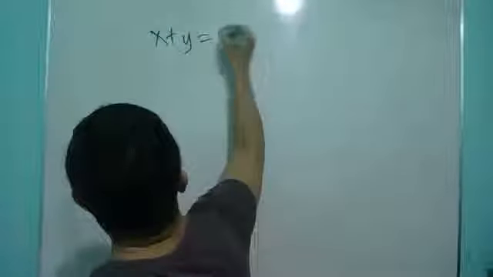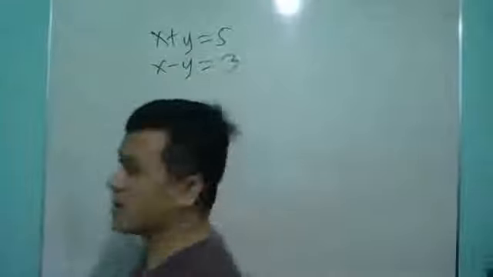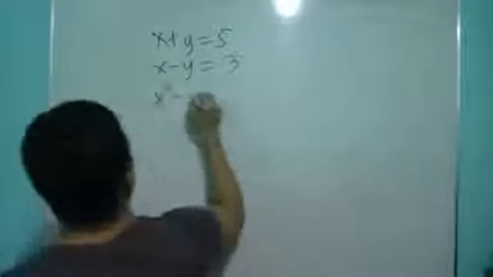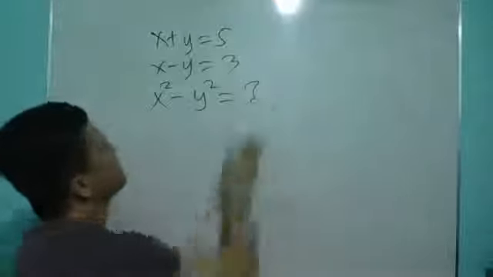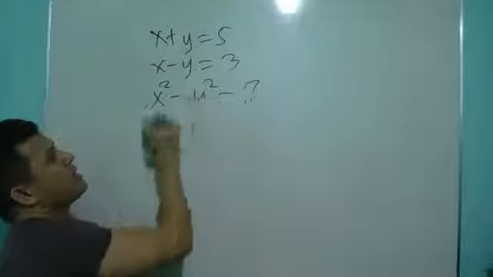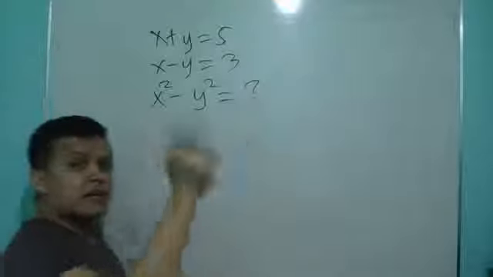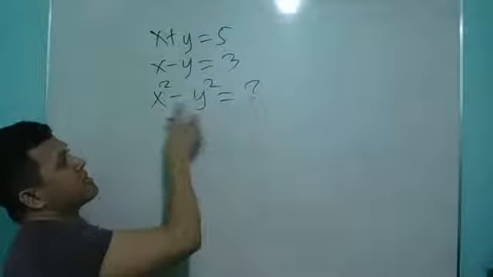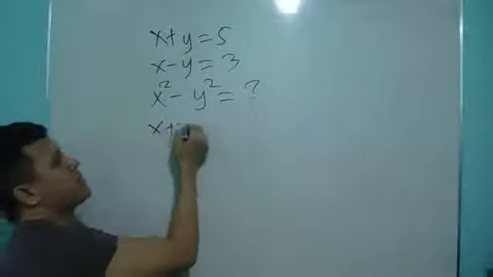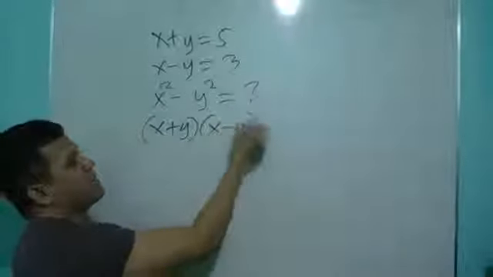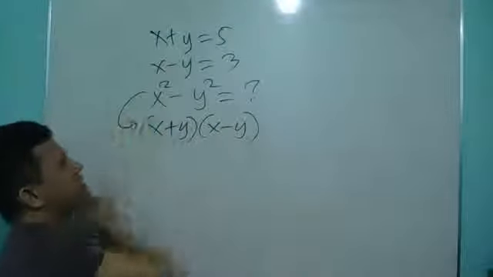Next question is, if x plus y is equal to 5 and x minus y is equal to 3, what is the value of x squared minus y squared? Okay, so x plus y is equal to 5, and x minus y is equal to 3. What is the value of x squared minus y squared? As you can see, if you are going to factor this, remember this one, difference of two squares. The factors will always be x plus y and then x minus y. So this is the factored form.